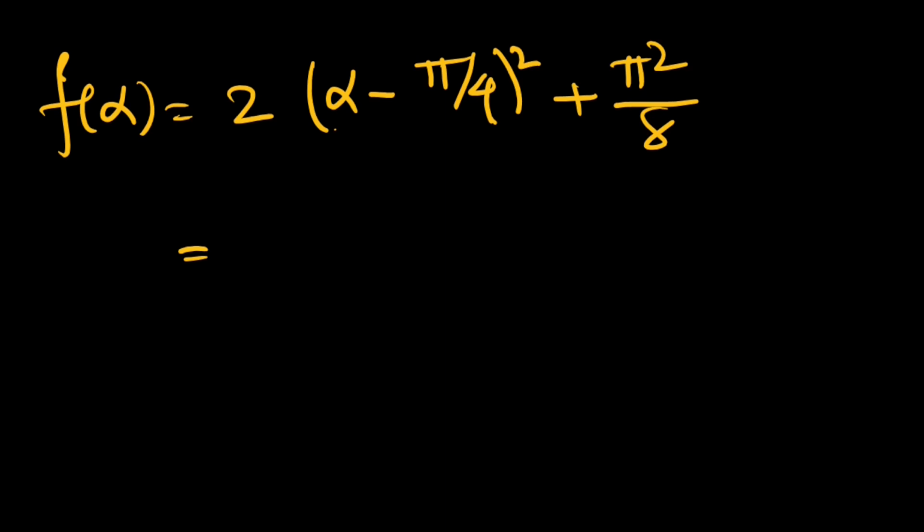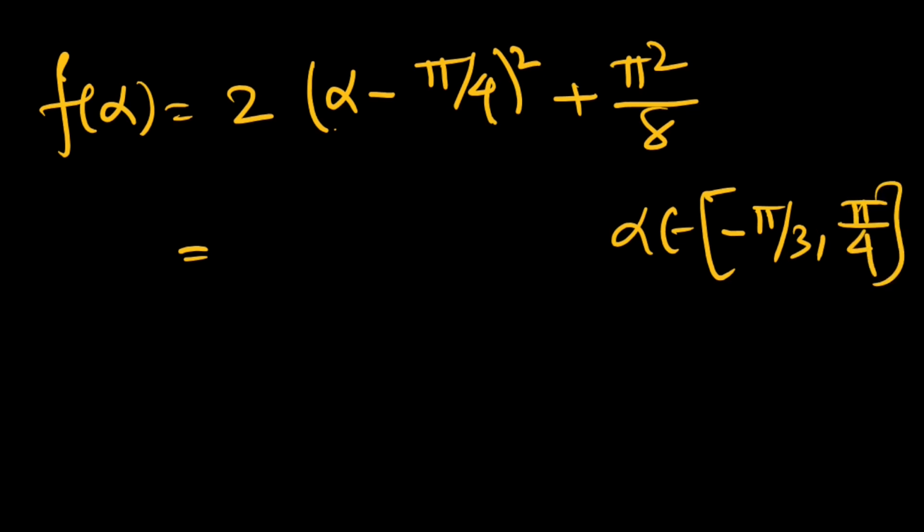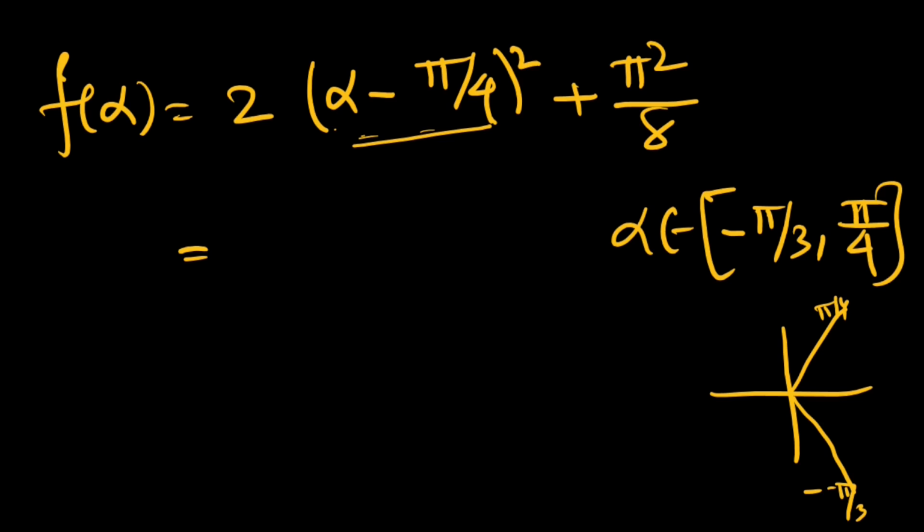Therefore, now we want to choose the alpha value. Alpha belongs to minus pi by 3 to pi by 4, and the vertex of the parabola is at alpha equal to pi by 4. So the maximum is given at the far end, so we choose the alpha value as much negative as possible. If we choose alpha equal to minus pi by 3, that gives us the best maximum value of this f of alpha.